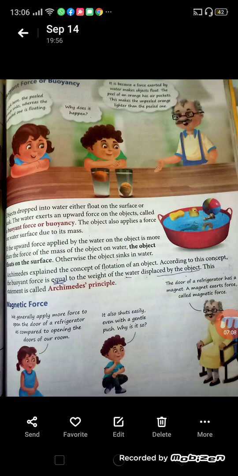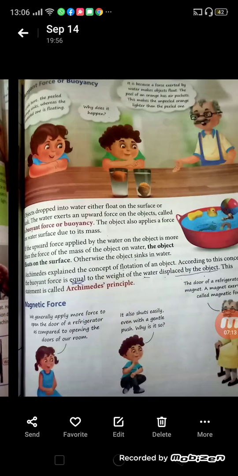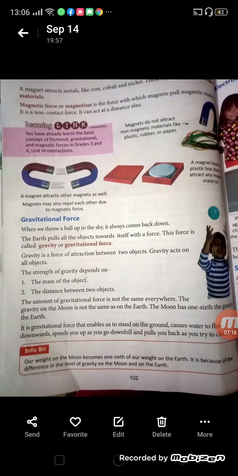A magnet exerts a force which is called magnetic force. And how many kinds of magnets are there? There are many kinds of magnets. You have studied in 3rd class and 4th class, and you know very well what magnetic material means. The materials which are attracted by a magnet are called magnetic materials. Magnetic materials are iron, cobalt, nickel. Right? What do you mean by magnetic force? That is the force with which a magnet pulls magnetic material.